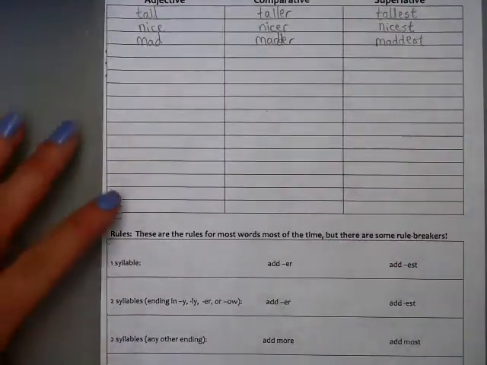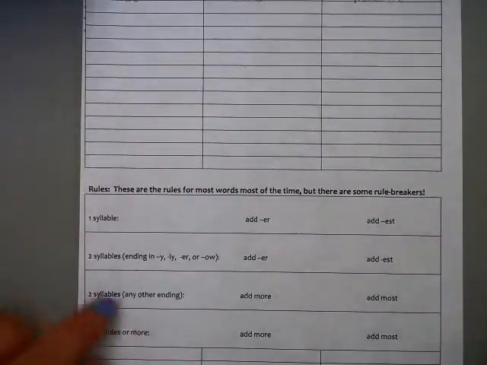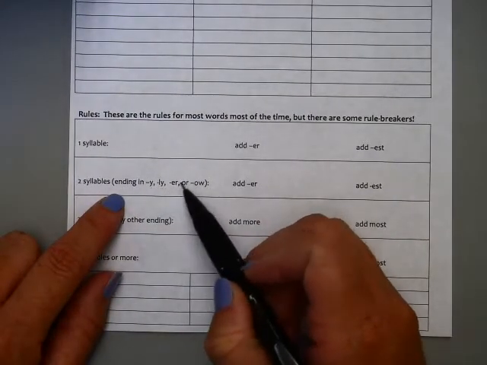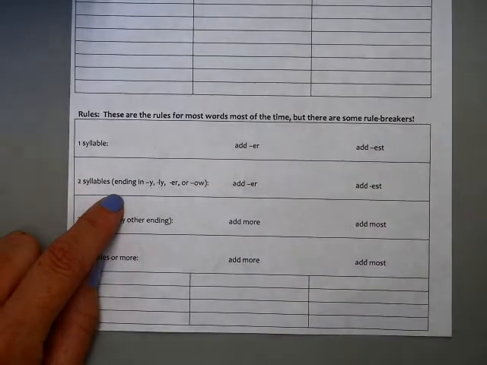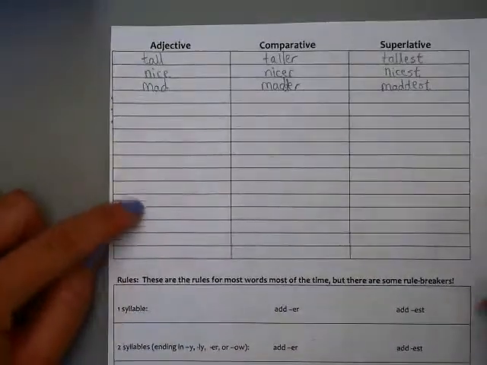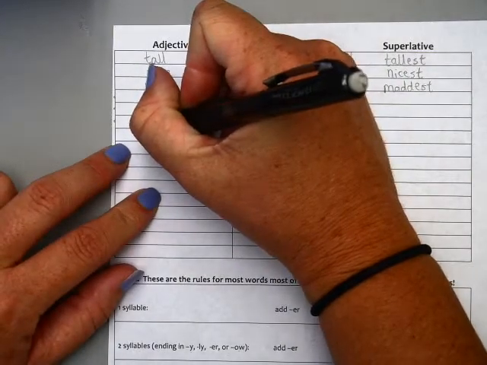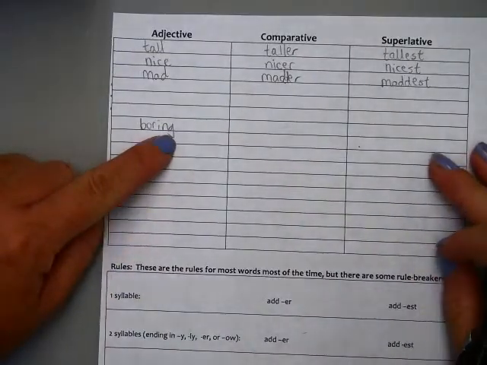So the next one we're going to look at is those adjectives that have two syllables. And this is going to be the rule for those that end in Y, LY, ER, OR, or OW. You're going to add "er" and "est" to those particular adjectives. So, for example, you can have a word like boring. Just go ahead and write that one down. Boring.